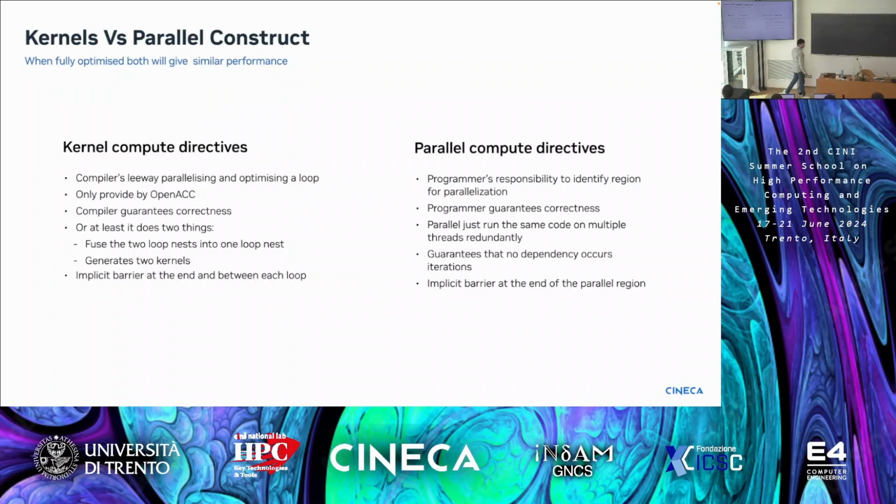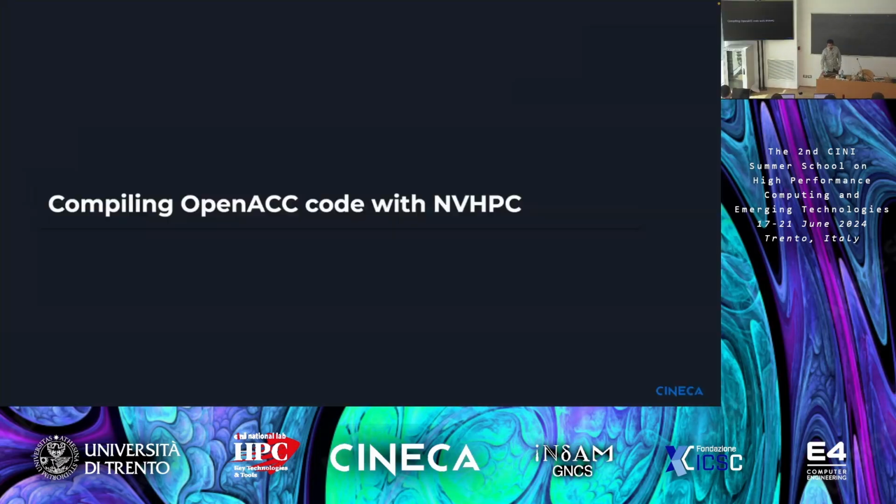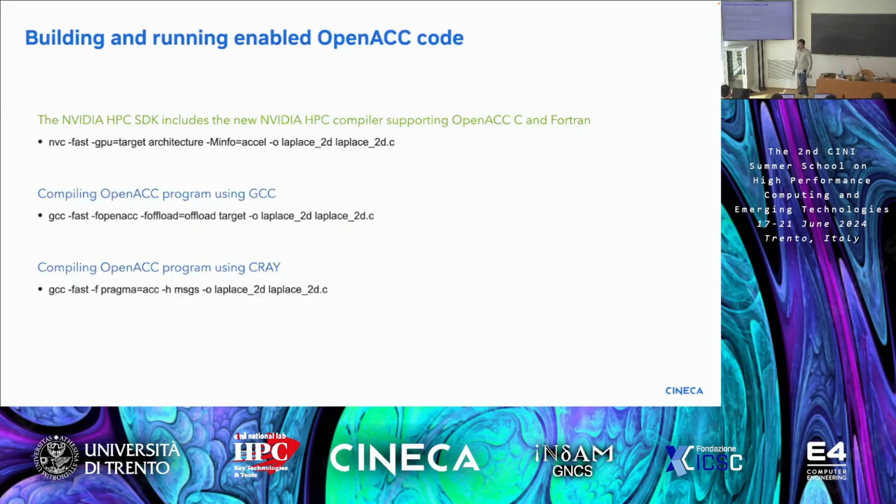The contrary is not true for the parallel compute directive. So how do you compile OpenACC code with NVHPC? OpenACC is fairly supported by other compilers as well. You can compile with GCC, just adding -fopenacc, but you have to add an additional thing, -foffload, and then some other part. Same thing for Cray. What is important for us is NVC.